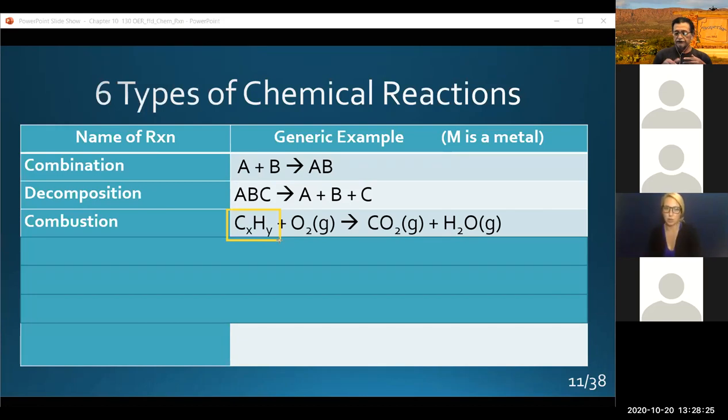Okay, that subscript X and the subscript Y are numbers of how many carbons and hydrogens we have. The minimum X is 1, and the minimum Y is 4. And that's the smallest hydrocarbon, which is methane. So the point about that: oxygen's required, and the only two products are carbon dioxide and water.